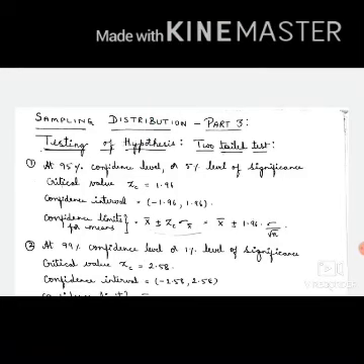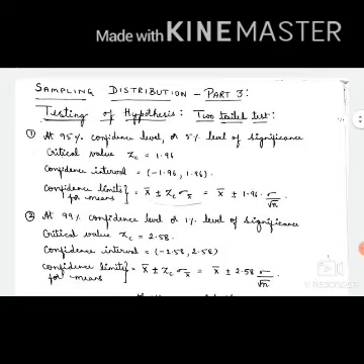In my last video on sampling theory part 2, we discussed procedures on testing of hypothesis to decide whether to accept or reject the hypothesis. Here we take a quick scan on how to make a decision to reject or accept the null hypothesis. We have two types of tests here: two-tailed test and one-tailed test.